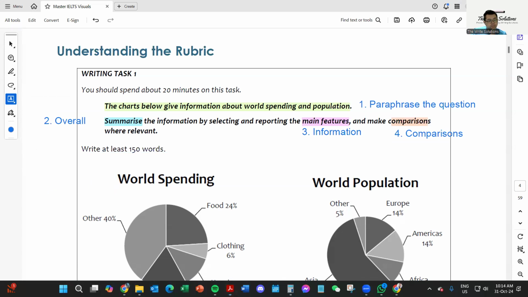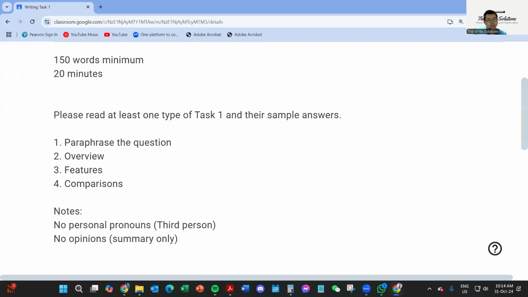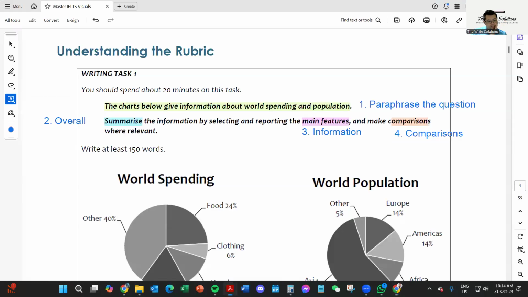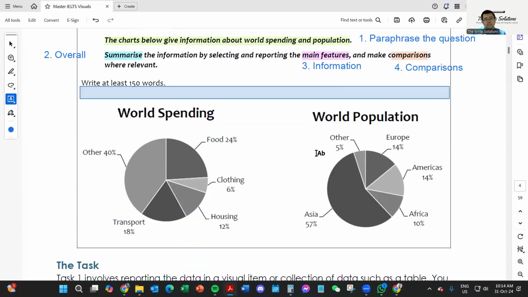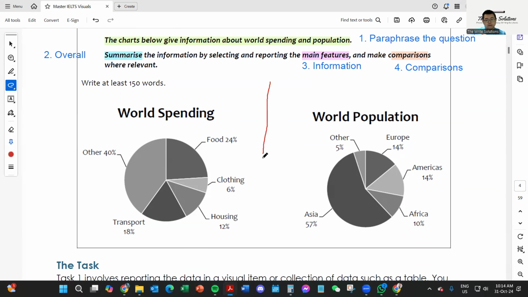As we go back to the Google document or the Google Classroom, paraphrase the question. This is number one, overview, the features, and comparisons. So here, main features means the information, statistics, percentages. Comparisons is about you're going to be comparing one to the other. Now, this is a little bit different. So here you got world spending, and then you have world population. Now here, draw a line here.